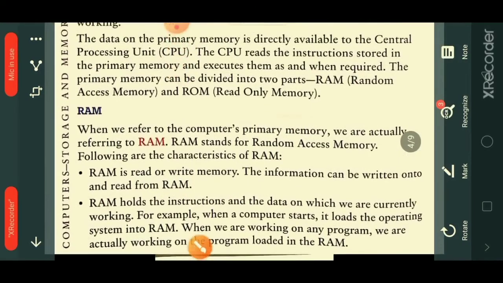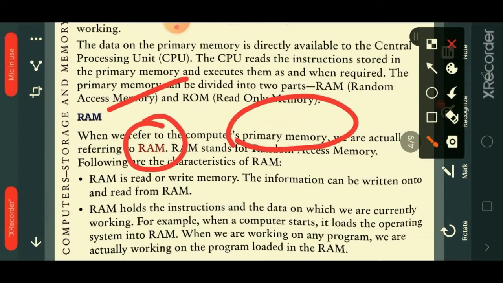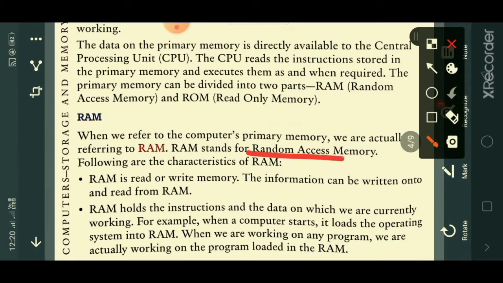Now this is the first part, RAM. When we refer to the computer's primary memory, we are actually referring to RAM. RAM stands for random access memory. See, if we are working on computer's memory, that is the primary memory, that is nothing but we are working on RAM memory only. We are referring to the RAM memory only because RAM is the part of the primary memory. The full form is random access memory.